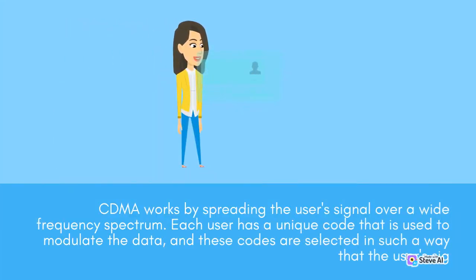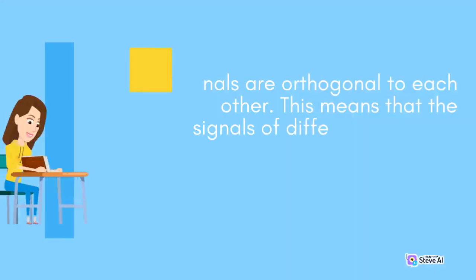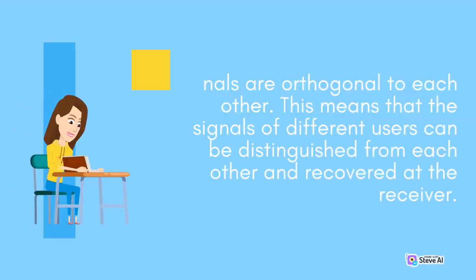CDMA works by spreading the user's signal over a wide frequency spectrum. Each user has a unique code that is used to modulate the data, and these codes are selected in such a way that the users' signals are orthogonal to each other. This means that the signals of different users can be distinguished from each other and recovered at the receiver.